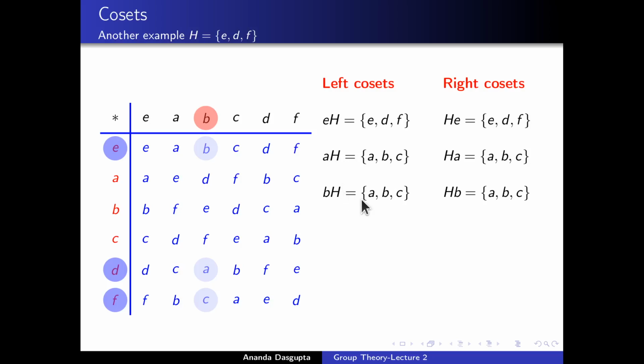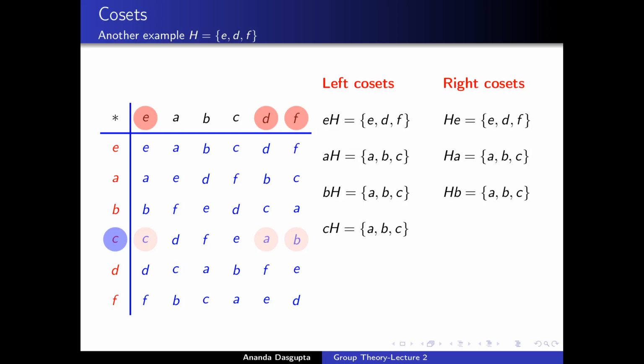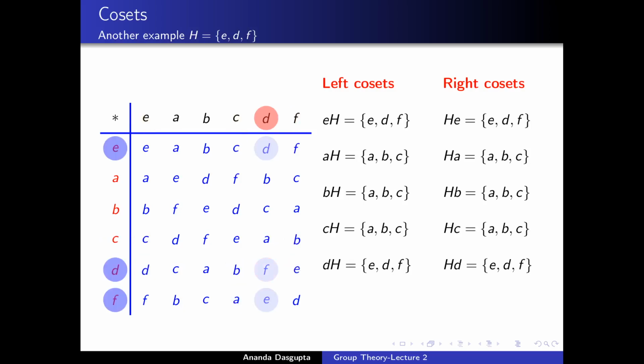By the way, the fact that AH and BH, the two left cosets here, are the same is not a surprise. Instead of A, you are using B here, but B is already a member of this coset, and you are going to get the same coset back. The reason should be sort of obvious, but we are going to formalize this soon. CH is again ABC, HC is again ABC. DH, HD, FH and HF are EDF.